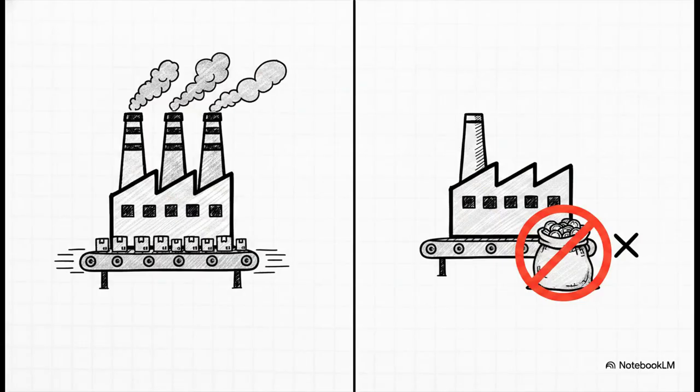Now here's where it gets really interesting. Fixed overhead allocation has to be strictly based on the normal capacity of your production machinery. Why does this matter? Well, if a factory is only running at half capacity, VAS 02 strictly dictates that you cannot stuff all those idle fixed overhead costs into the value of the few products you actually manage to make. Normal capacity is your average production level under standard circumstances.